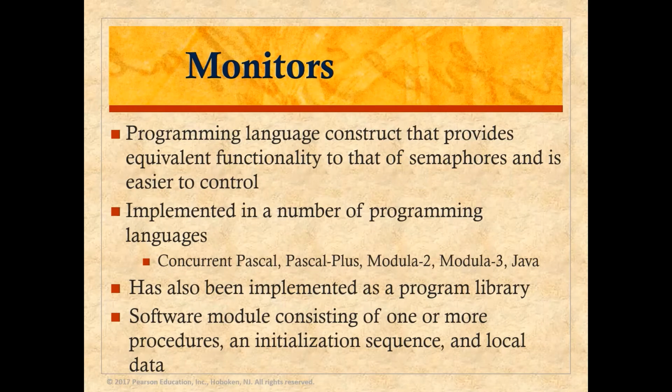The second type of OS implementation is monitors. A monitor is a programming language construct that provides the functionality of a semaphore and is easier to control. So we can have the idea of semaphore in a monitor. A monitor is where we compile all the functions of the critical section in one place.